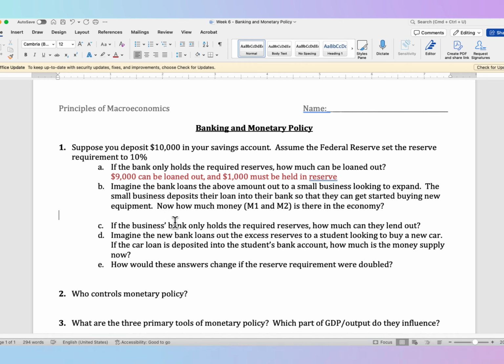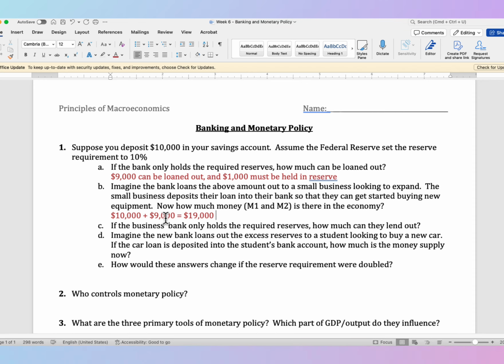Now, imagine that the bank loans the above amount out to a small business looking to expand. The small business then deposits their loan into their bank so that they can get started buying new equipment. Now, how much money is in the economy? Well, we want to go through and think about this. We started out with $10,000 that was deposited in the bank, but now we have $9,000 loaned out and put into a new bank. So we're going to have a new money supply of $19,000 because that's going to reflect the two amounts.